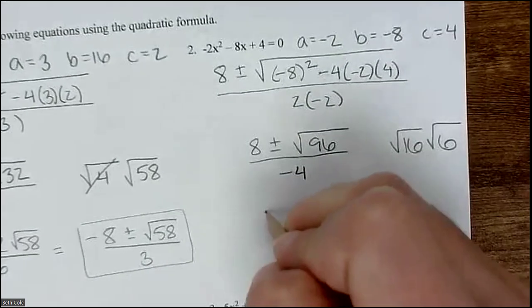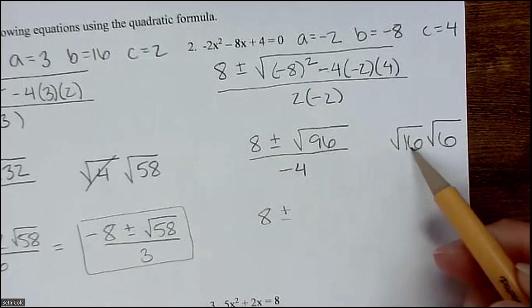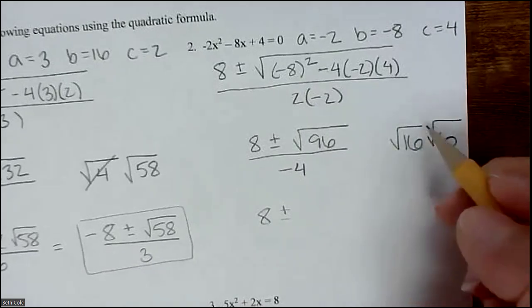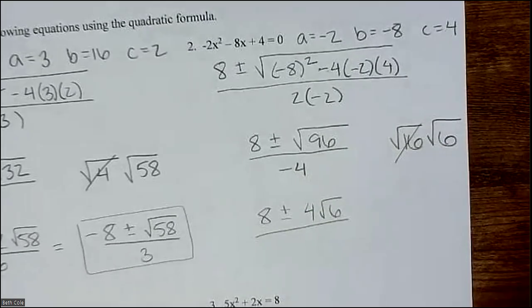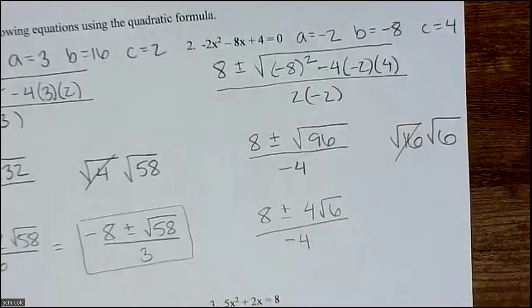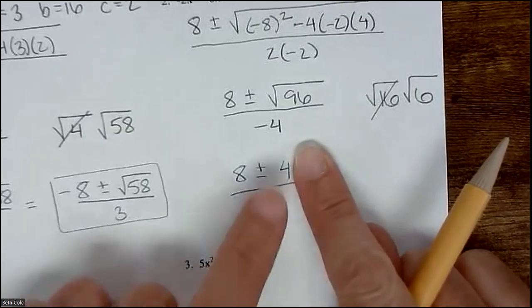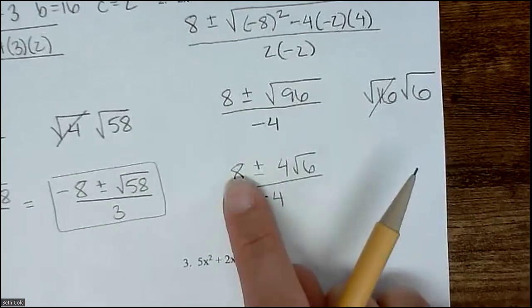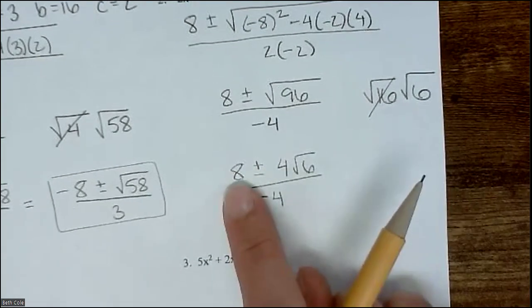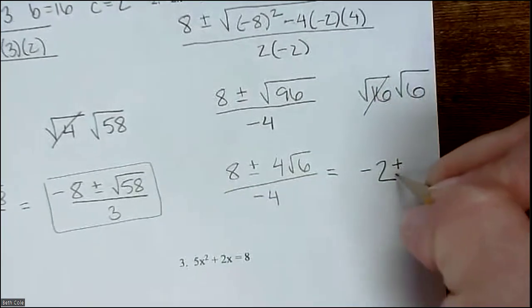All right. So whenever you do this, it's going to be 8 plus and minus. What is your square root of 16? 4. Good. 4 square root of 6 over -4. Now you reduce it. You can't touch what's inside the root. But what do the rest of these divide by? 8, 4, and -4 will all divide by 4. So 8, actually we're going to divide by -4. 8 divided by -4, -2, plus and minus.